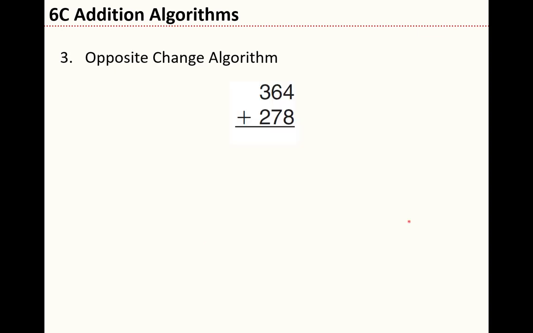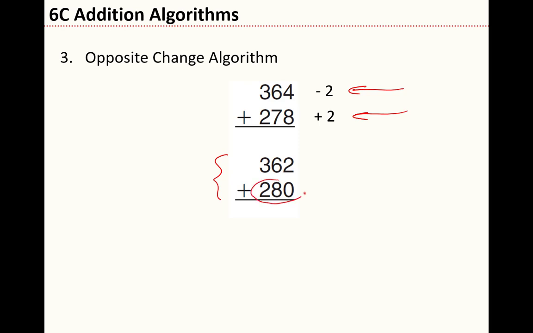Number 3, the opposite change algorithm. There's a neat idea behind this. It's that if I add a little bit to one number and I subtract a little bit from the other number, it won't actually change the problem. Let's say I add 2 to the bottom and I subtract 2 from the top. Then I've created a new addition problem, 362 plus 280. And the answer is going to be exactly the same.